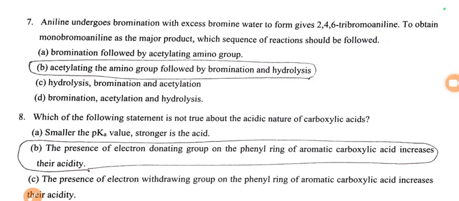Seventh question: aniline undergoes bromination with excess bromine water to give 2,4,6-tribromoaniline. To obtain monobromoaniline as the major product, which sequence of reaction should be followed? It should be acetylating the amino group followed by bromination and hydrolysis.